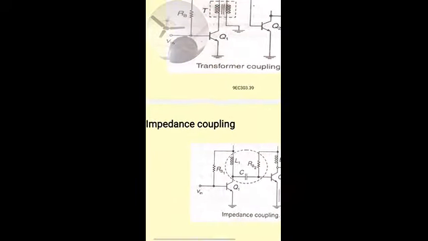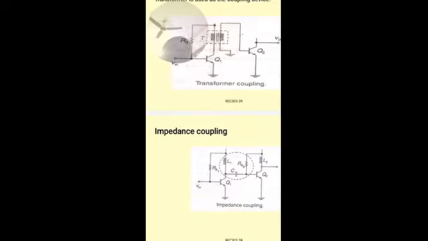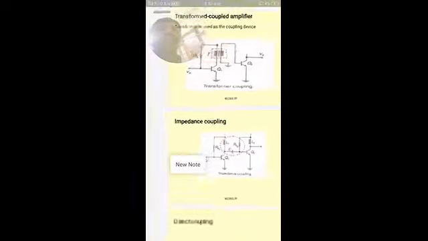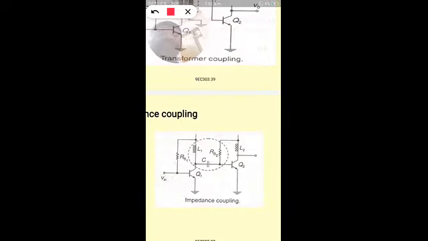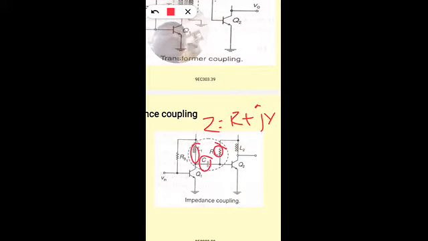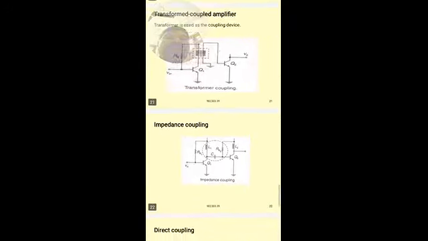See the impedance coupling: the output of one stage is connected to the input of the next stage using the impedance parameters like inductor, capacitor and resistor. So it is called impedance coupling, where Z is equal to R plus jX, where X may be XL or XC. So this is called an impedance coupling amplifier.